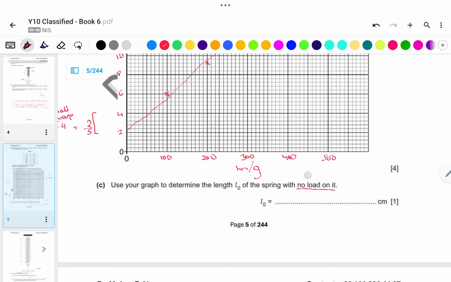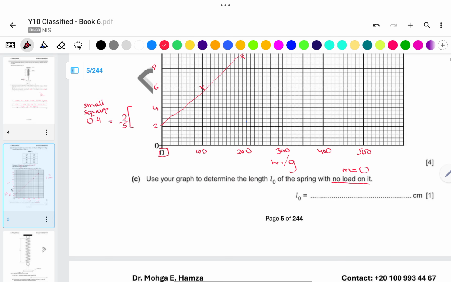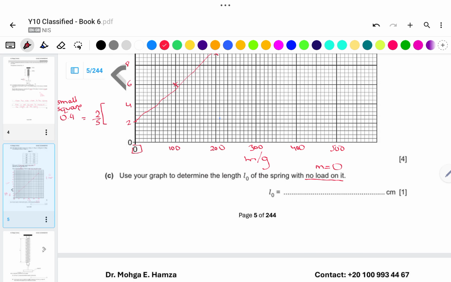No load means that the mass was 0. So at the mass 0, where did it hit exactly? It hit at around 2.2. Yeah.